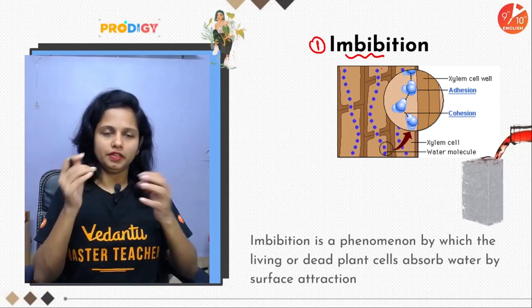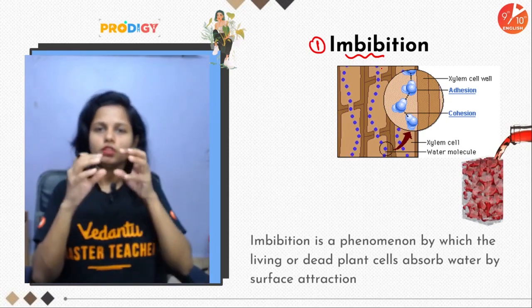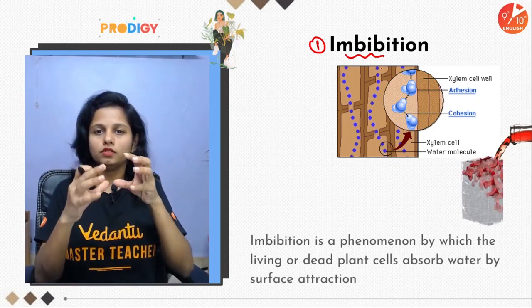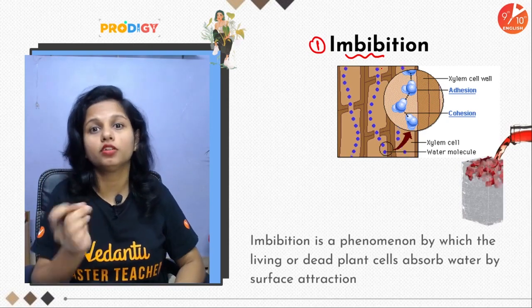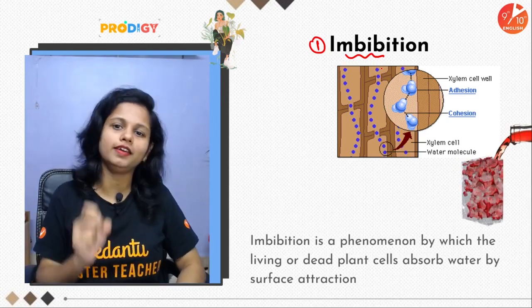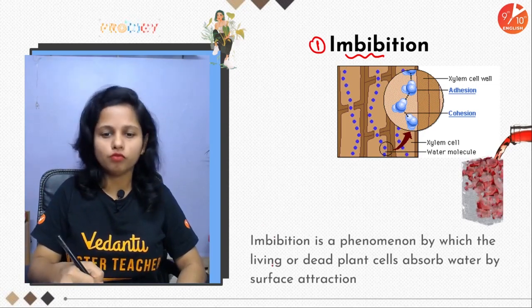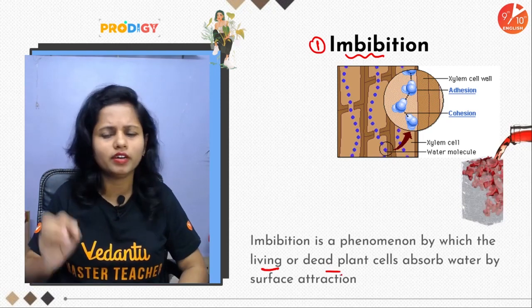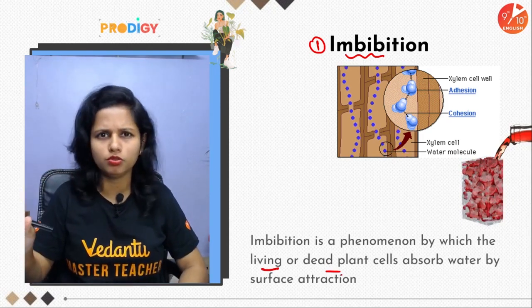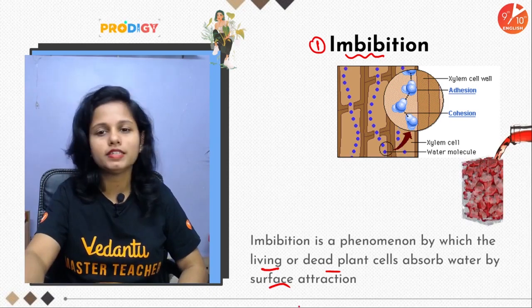So when the seeds are soaked in water, the seed coat takes up the water and ruptures, and that rupturing of the seed coat is again because of imbibition. So it is the uptake of water, whether by a living or a dead plant cell, by means of surface attraction. That's what we call imbibition.